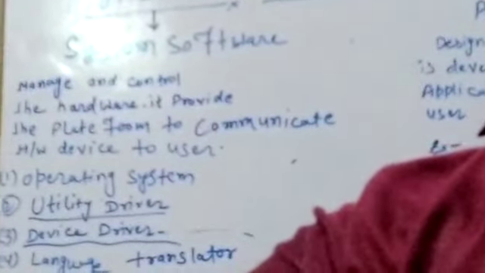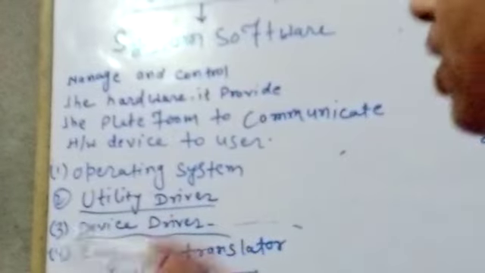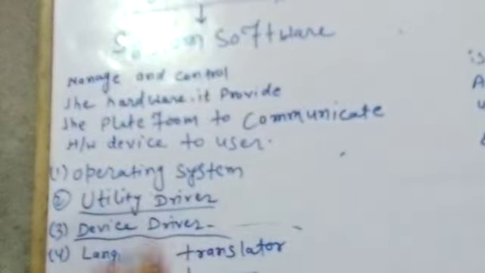Now the next point: system software is divided into many parts, of which the first is the operating system. We will study the first point, the operating system, a part of system software. System software, the first part is called the operating system.